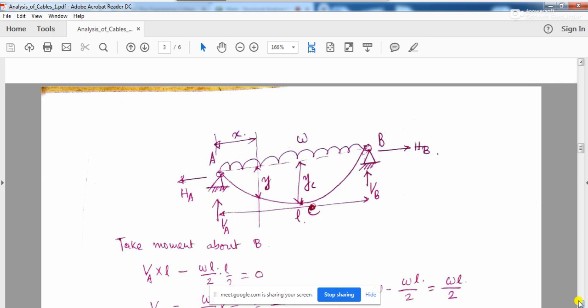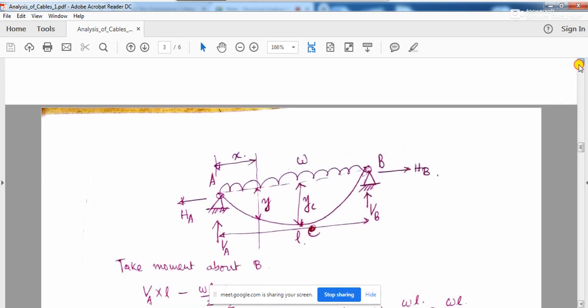Any doubt? Anyone? No doubt. So if I ask you how much will be the shear force in the cable, tell me. Anyone? What will be the shear force in the cable?